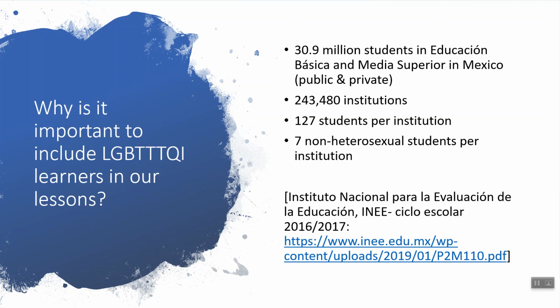But this gives us, using our average that we saw on the previous slide of between 5 and 6% of people in Mexico being non-heterosexual, a figure of approximately 7 non-heterosexual students per institution in Mexico. Obviously, in bigger institutions, you're going to have more. In smaller institutions, you're going to have less.